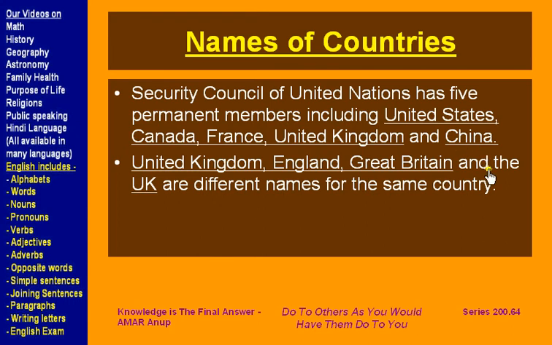Another example: United Kingdom, England, Great Britain and the UK are different names for the same country. So this country has 4 names, and whenever we write any of these names, the first alphabet of that name is capitalized. So U in United, K in Kingdom is capitalized, E in England is capitalized, G and B in Great Britain are capitalized, and UK is an abbreviation of the name, and both U and K are capitalized.